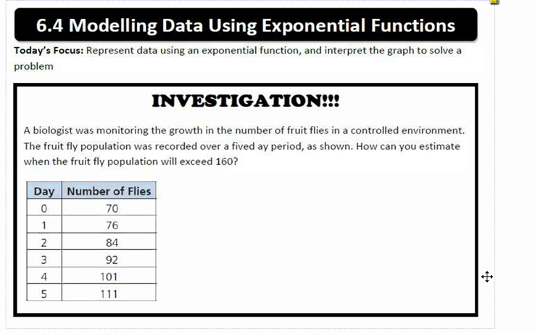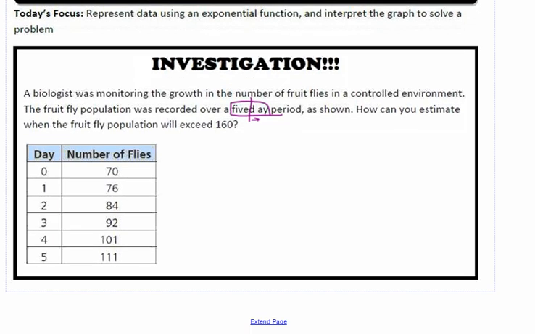A biologist was monitoring the growth in the number of fruit flies, which are disgusting, in a controlled environment. The fruit fly population was recorded over a fixed 5-day period. As shown, how can you estimate when the fruit fly population will exceed 160?